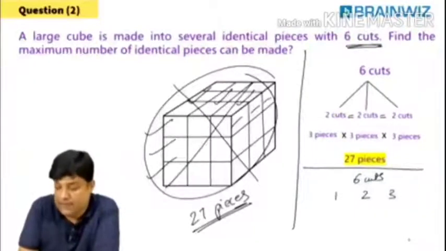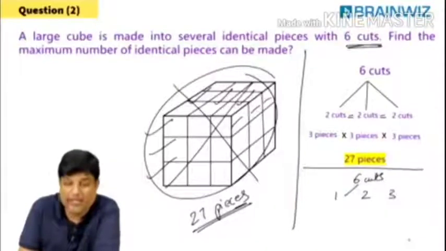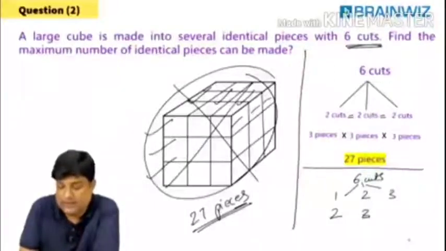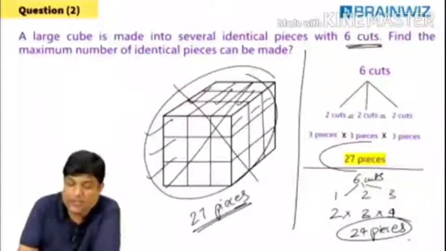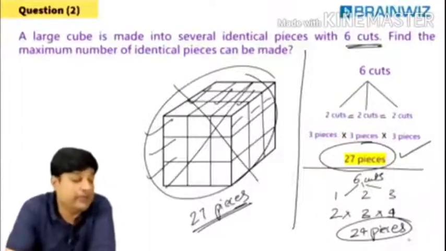Are you understanding everybody? So one cut on x-axis, two cuts on y-axis, three cuts on z-axis. With one cut, you don't have one piece, you have two pieces. With two cuts, you have three pieces. And here you have four pieces. So 2 3s are 6, 6 4s are 24. Here you have 24 pieces, students. Here you have 27. Which one is maximum of all?